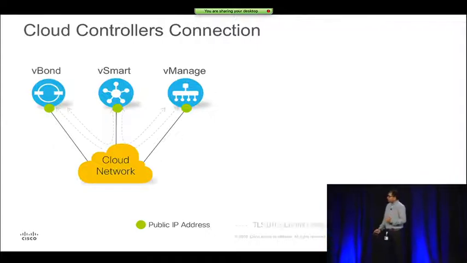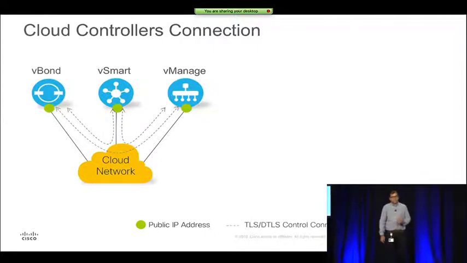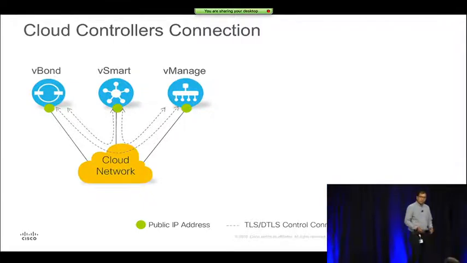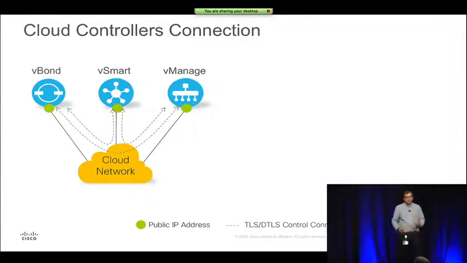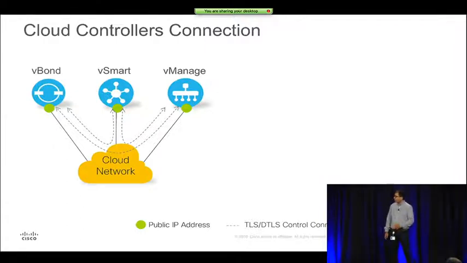As soon as the vSmarts or the vManage come up, they go talk to the VBON. They go through a secure authentication through the cert exchange and make sure that the org names are the same. Once they are validated, they establish a secure control plane connection using DTLS or TLS.